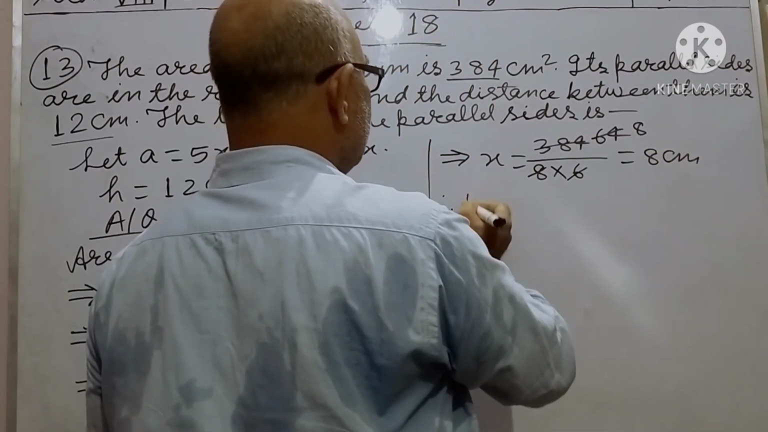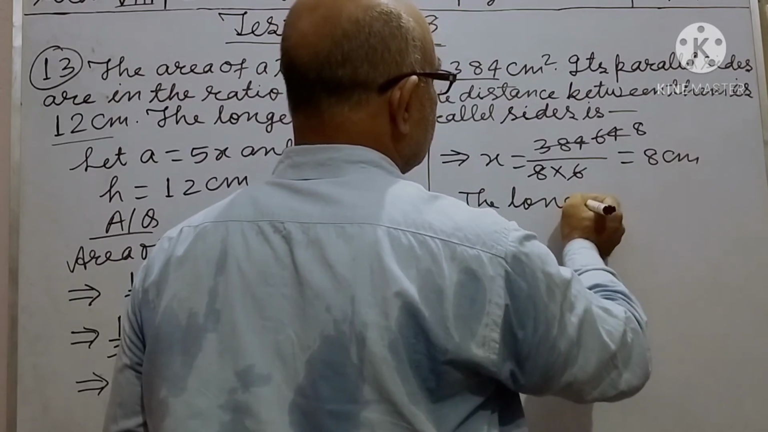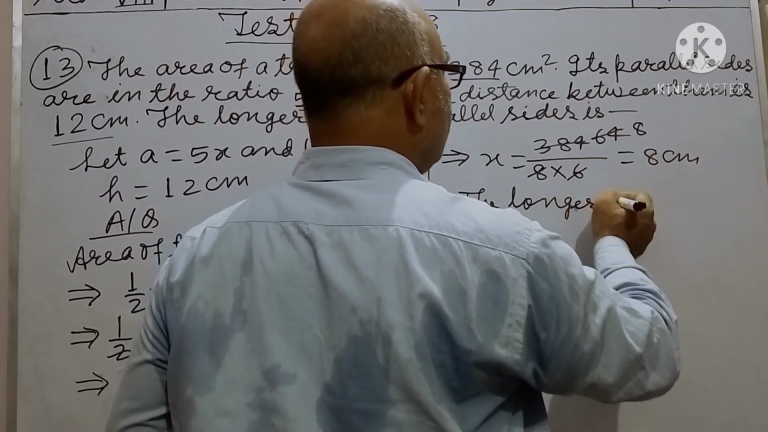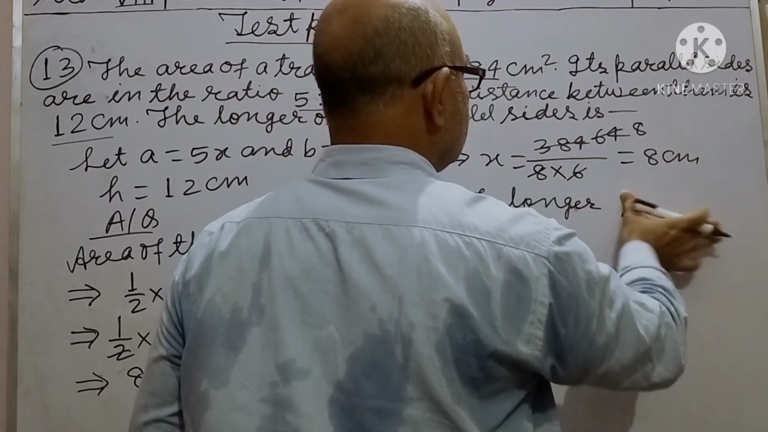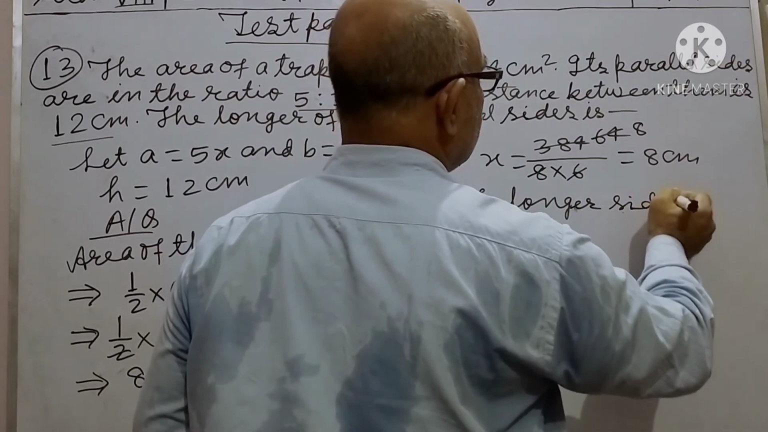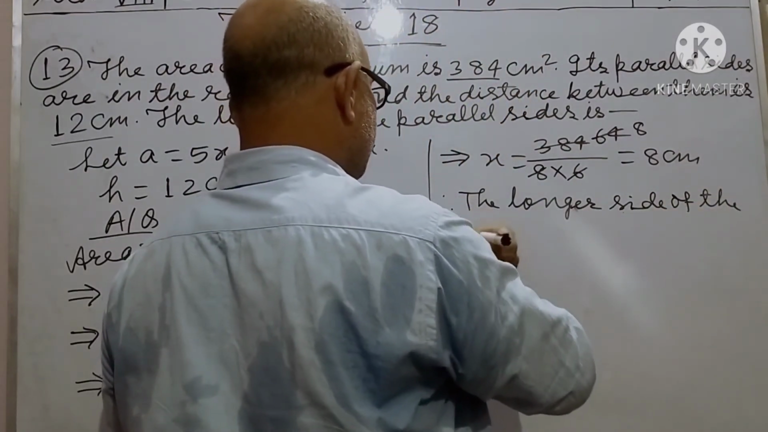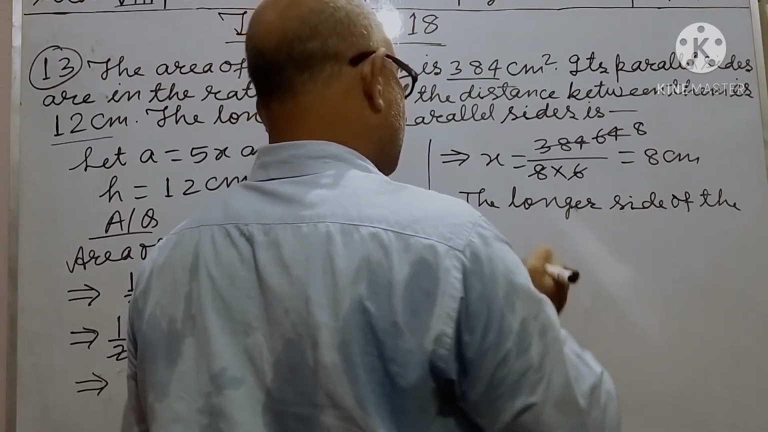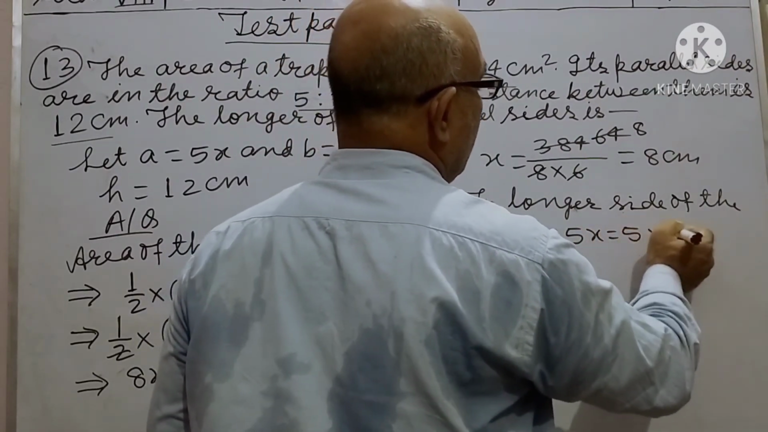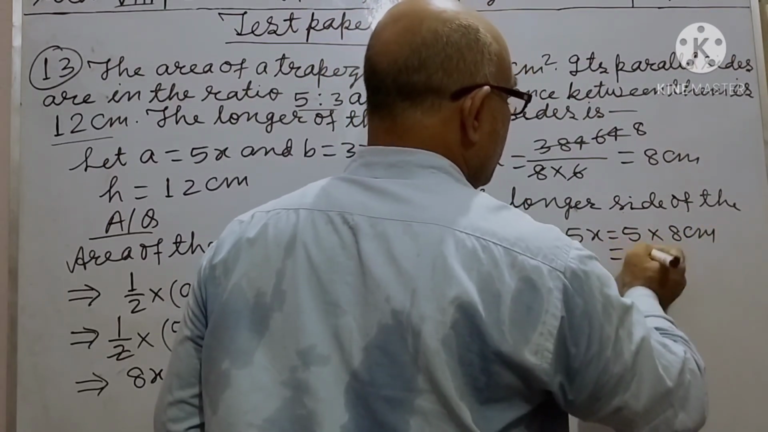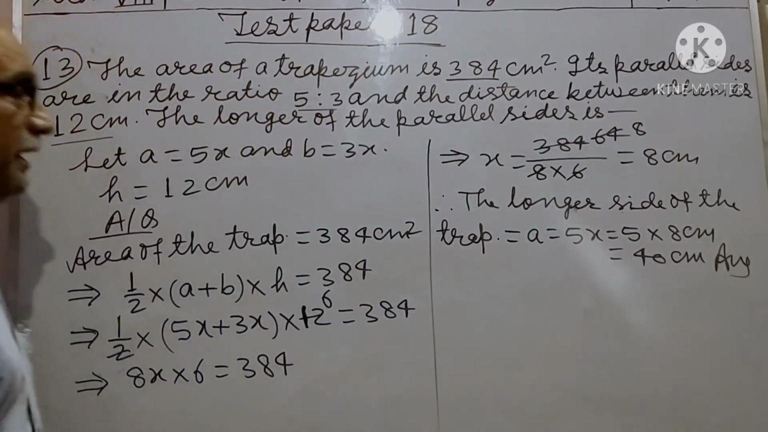Find the longer side. So the longer side of the trapezium equal to A equal to 5x equal to 5 into 8 cm equal to 40 cm. Answer. Students, understand and write it.